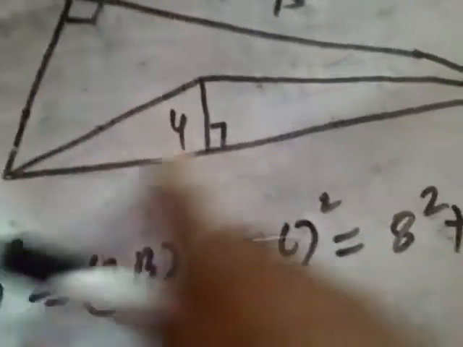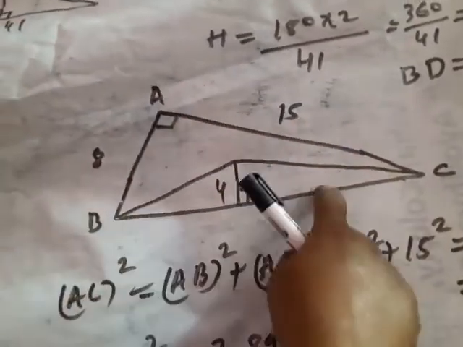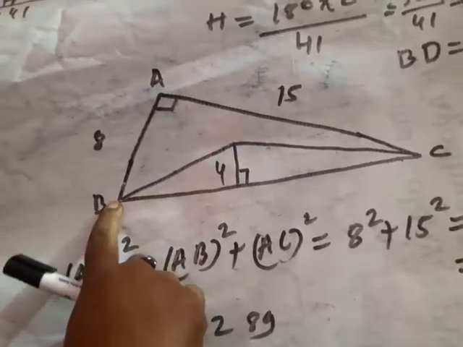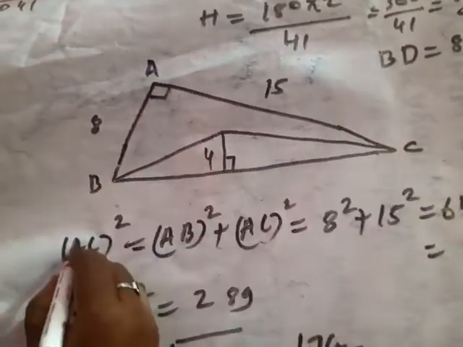Now come to question number 13, first part. There is this figure and you have to find the shaded portion. This is our triangle ABC, which is a right angle triangle. And this is 8, this is 15. BC we do not know. So first of all we find BC.